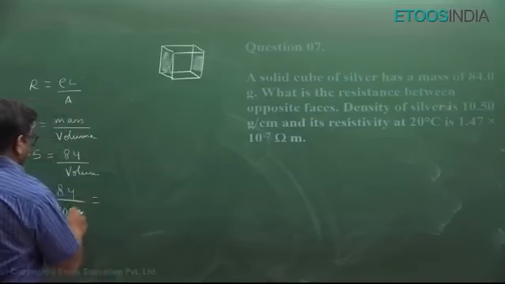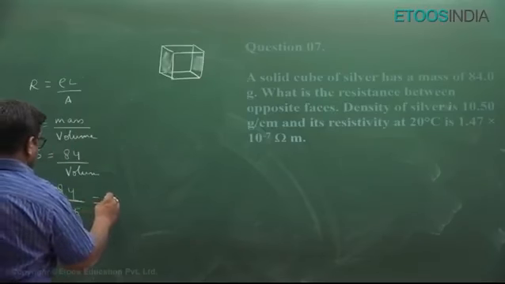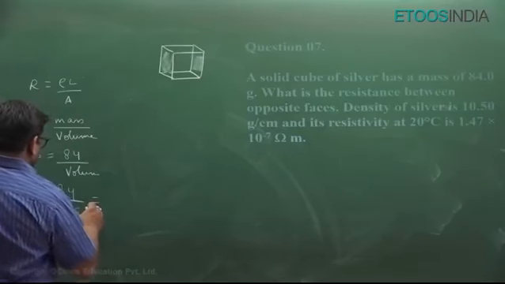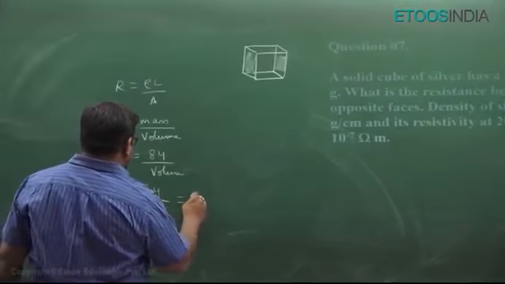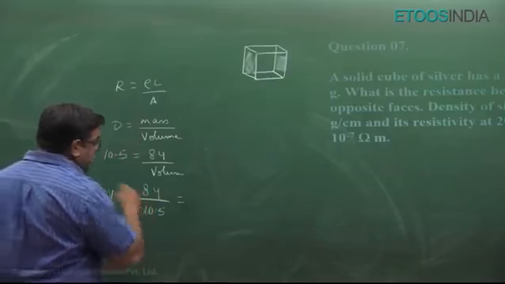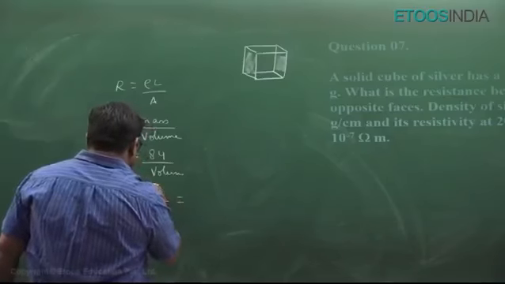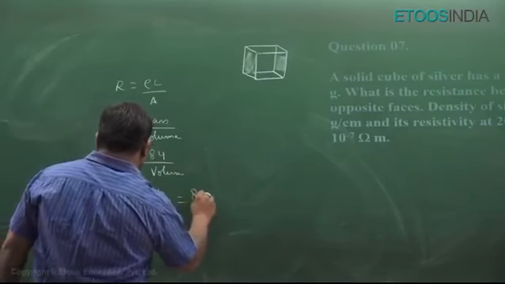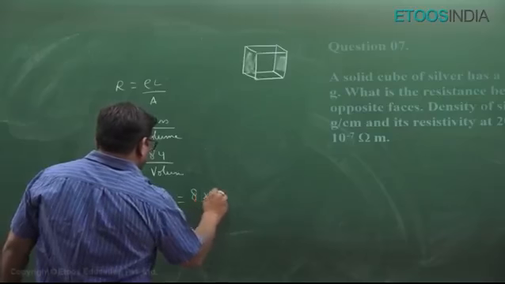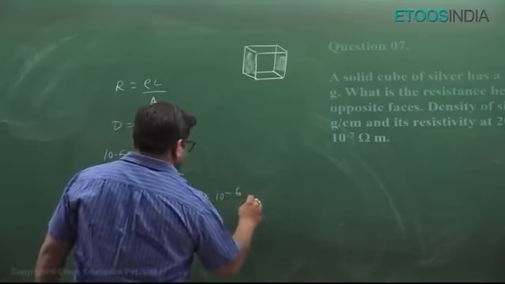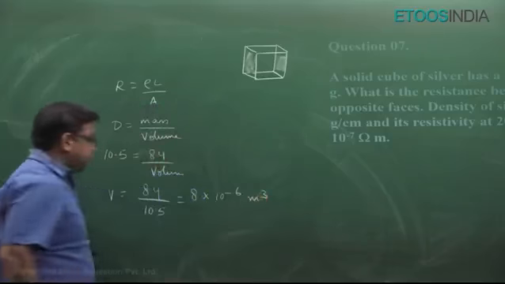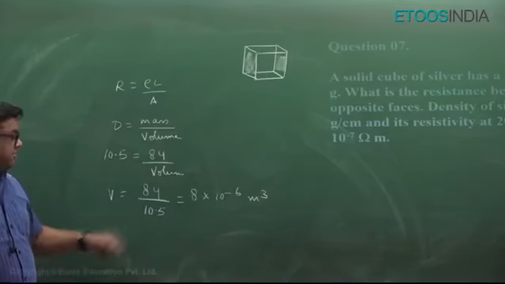The answer of this will be somewhere around, if I solve it, 10.5 goes into 84 as 8. Or just leave it as it is. There is no issue for this. The answer will be 8 into 10 raised to power minus 6 meter cube. Is it clear? The approximate answer will be this.